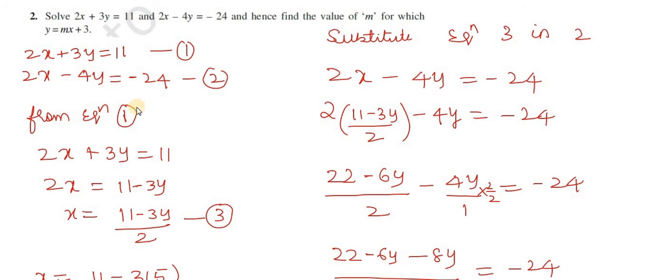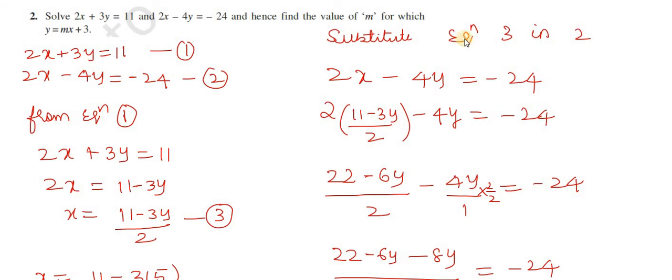Now, as usual, take equation 1 and find the x value or y value. I'm finding the x value here. So 2x + 3y = 11, and 2x = 11 - 3y. Transposing 3y to the right-hand side, it becomes minus 3y. So x = (11 - 3y)/2. Let's call this equation 3.